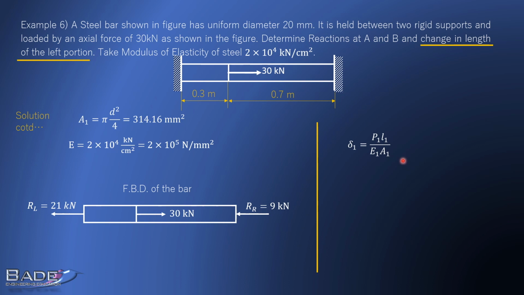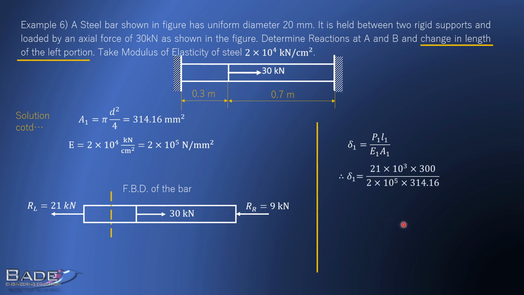Important part is what is P1? E1 we know, that is Young's modulus. Cross-sectional area we know. Length of the first part is known, 0.3 meters. Now what is load on the first part? So take a section in the first part. Add forces on any one side. So left side we'll consider. It is 21 kilonewton pull, 21 kilonewton tension. That means first part is in elongation. That is increase in length for the first part.